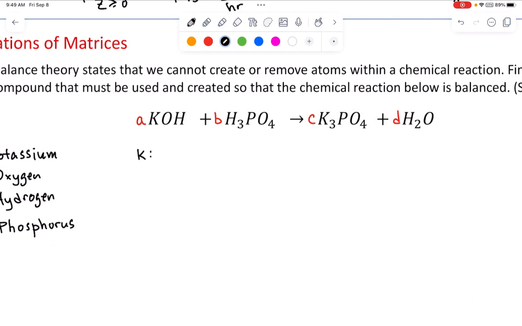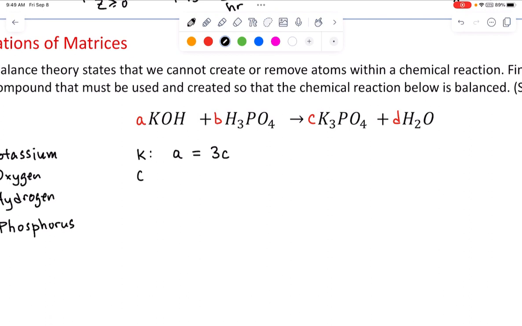Let's keep track of potassium. On each side of the equation, if we have A compounds of KOH and each compound has 1 K, then we would have a total of A K's involved on the left. And this would have to equal the number of potassium atoms we have on the right side. Well, this compound has no potassium. We only have potassium right here, and we have C molecules of this compound, and each molecule has 3 potassium atoms. So that means we would have 3C potassium atoms on the right side of our equation.